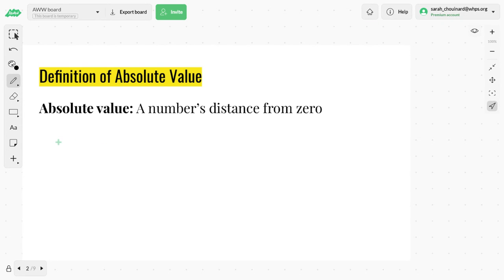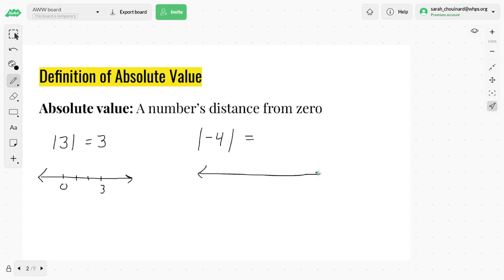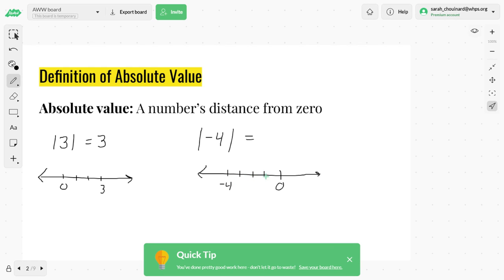from 0. So for instance, when we say the absolute value of 3, we're asking how far is the number 3 away from 0? If we look on our number line, if 0's here, to get to 3 we have to move 1, 2, 3 spaces from 0. If we were to take the absolute value of -4, how far is -4 from 0? -1, -2, -3, -4. That's 1, 2, 3, 4 blocks from 0.